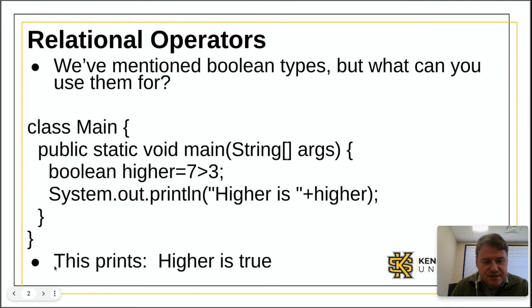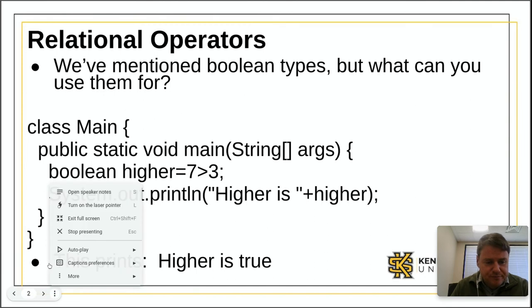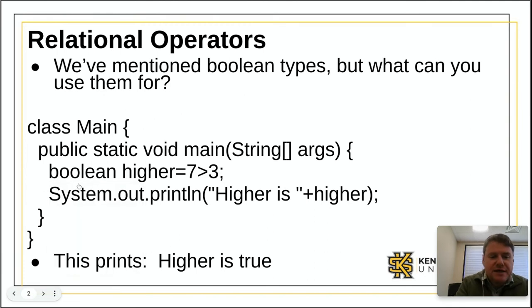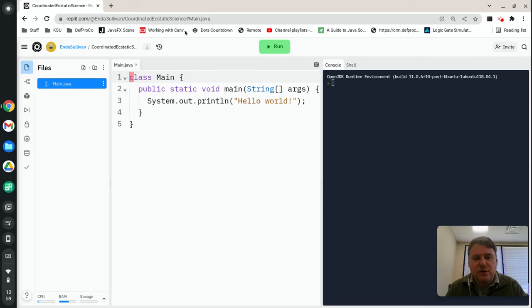So let's take a look at the code that we have here on the screen. The first thing to notice is that we have Boolean higher equals 7 greater than 3. We're creating a variable of type Boolean, calling it higher, and then we have a statement which is 7 greater than 3. Well, 7 is greater than 3, so that evaluates to true, and therefore the value of higher is going to be true. You can actually print out a Boolean, which is not something we really talked about before because it's a little weird, but it certainly works.